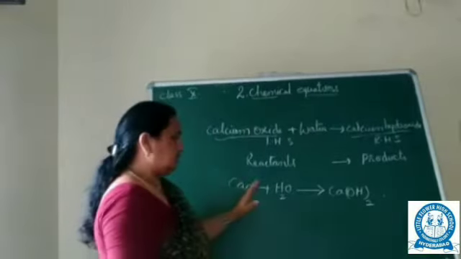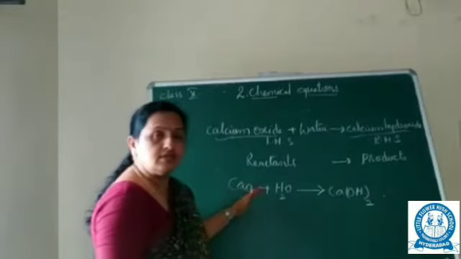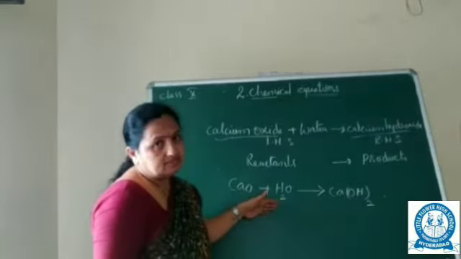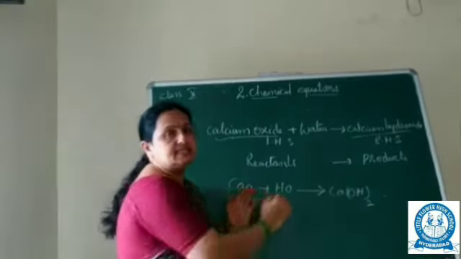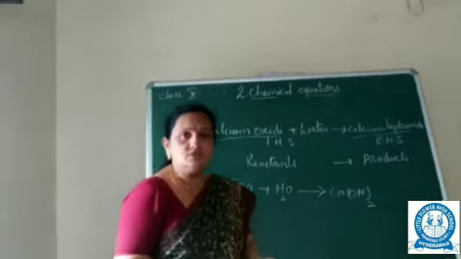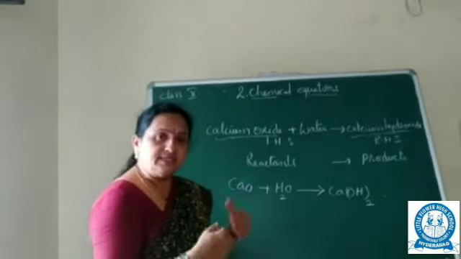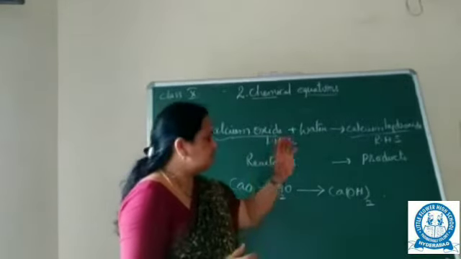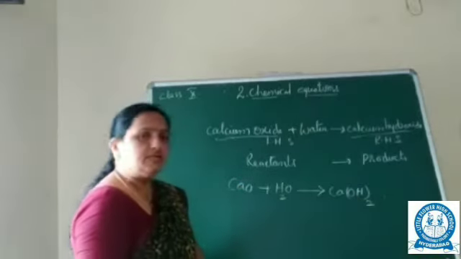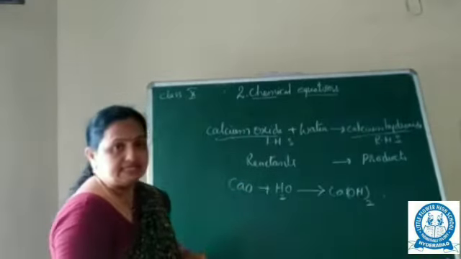As per the law of conservation of mass, we should balance the equation, because there is no creation and no destruction. What we have taken, that much quantity must be formed on the product side. So, for this, we need to do the balancing.